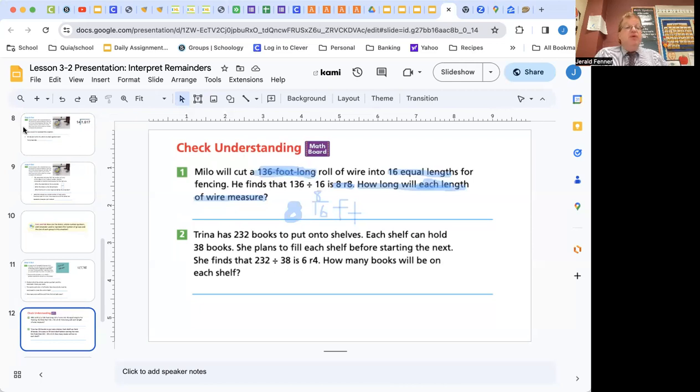So let's highlight the important information. How many books will be on each shelf? 232 books. Each shelf can hold 38 books. She finds the answer already here. Okay, so how many books will be on each shelf? There will be 6 shelves. Let me just erase this. Let me make it look nice and neat. All right.